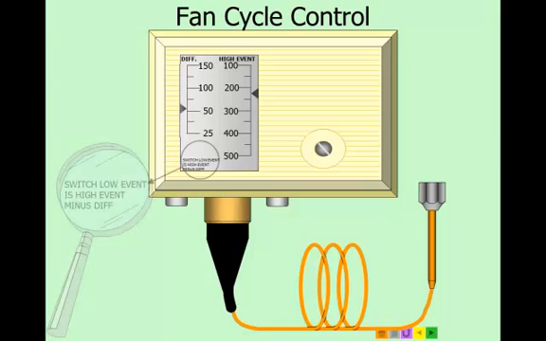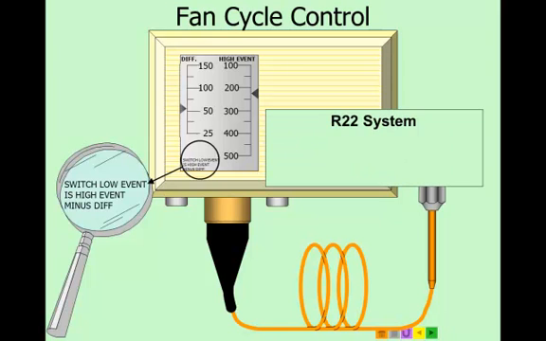Here we see the fan cycle control, and something peculiar you need to look at here. It says switch low event is high event minus differential. So the switch is going to respond to the low event equal to the high event minus the differential. Instead of saying cut out and cut in, this particular manufacturer chooses to use the terminology low event and high event. The low event would be when it cuts out, the high event would be when it would cut in. So the low event, the cut in, equals the high event, the cut out, minus the differential.